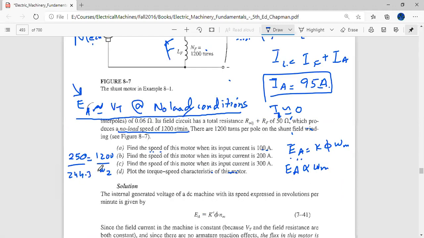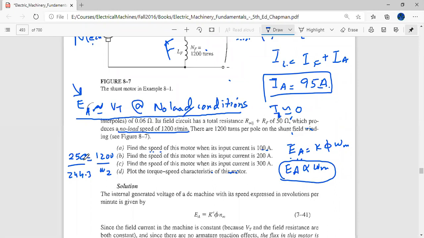If you substitute this, we do not need to consider K and phi for these parts, because K is constant, it is dependent on the construction of the machine, and phi is also constant because the field circuit is not affected by the load of the machine. Whether the machine is loaded or fully loaded, it doesn't affect the field part of the circuit, which is only dependent on the terminal voltage and the field resistance. So K is constant, phi is constant. That leaves us that EA will be directly proportional to omega m.